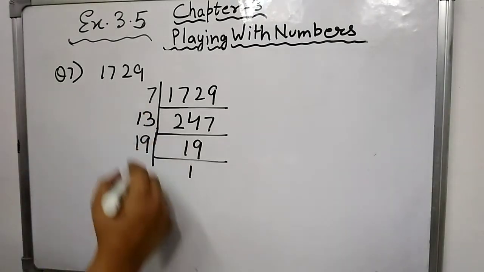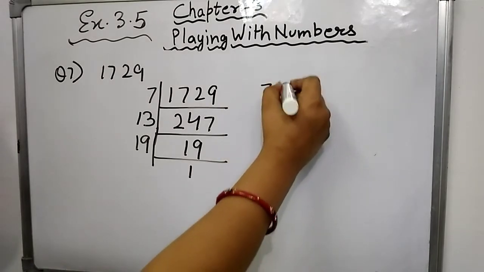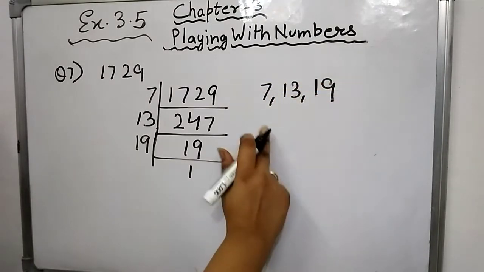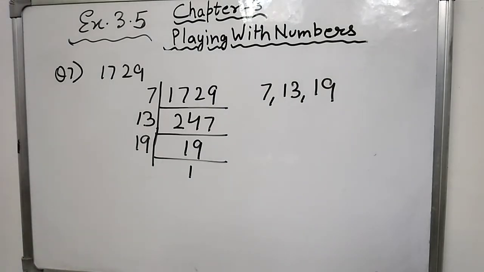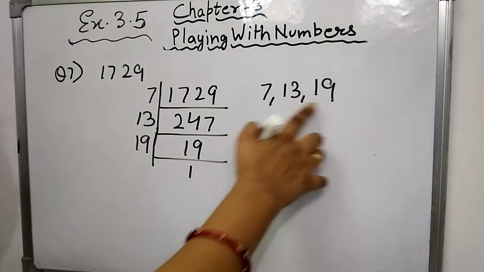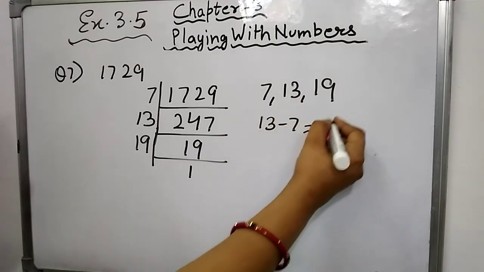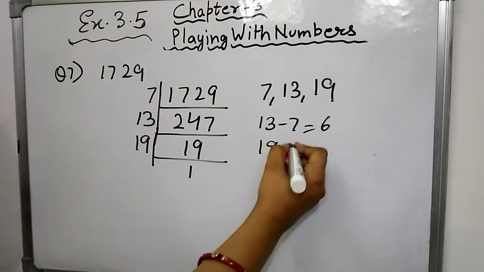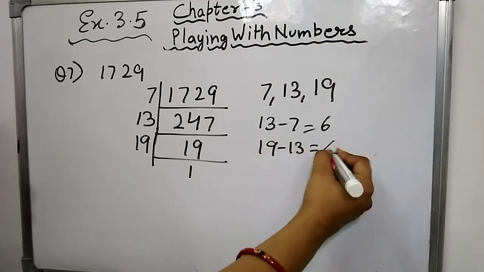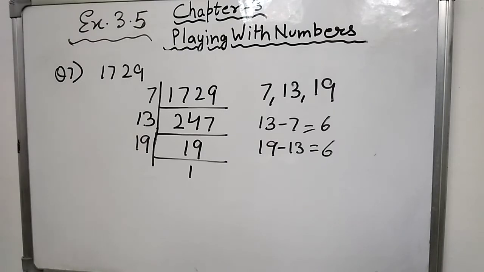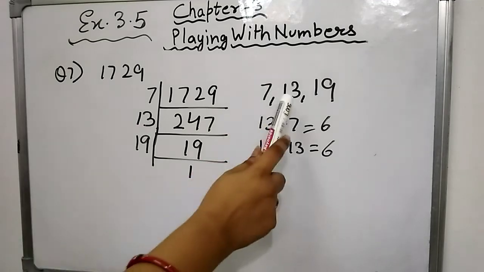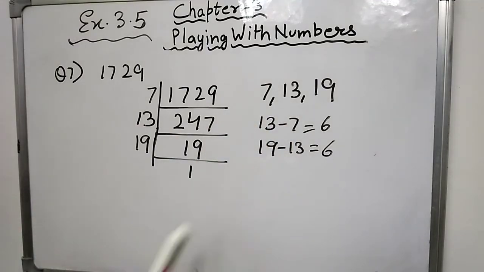Now we need to arrange them in ascending order. So I arrange them in ascending order. This is the ascending order of these numbers. Now we need to find a pattern between them, if there is any. We can see if we subtract 7 from 13, we get the difference 6. And if we subtract 13 from 19, we get the difference 6. In the question it is also asked about the relation between consecutive prime factors, so this is the relation between consecutive prime factors of 1729.